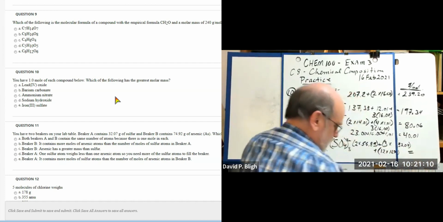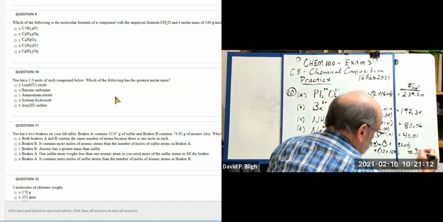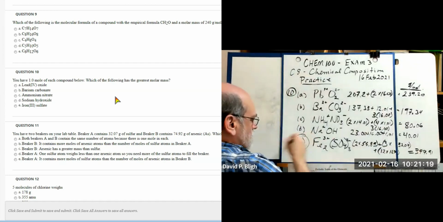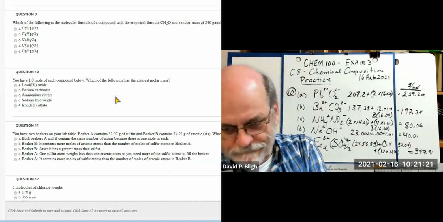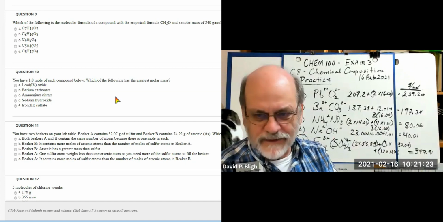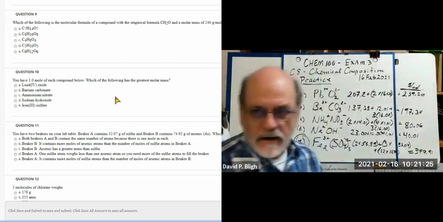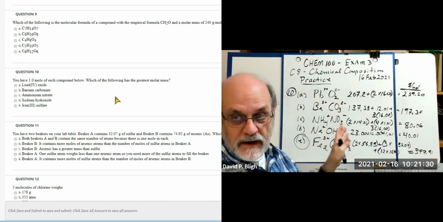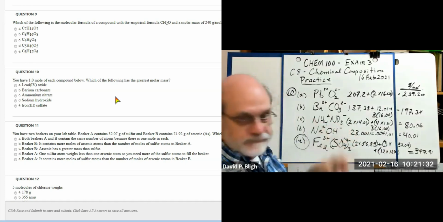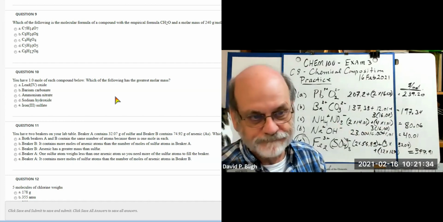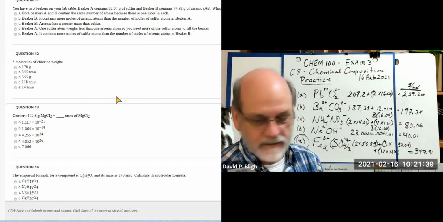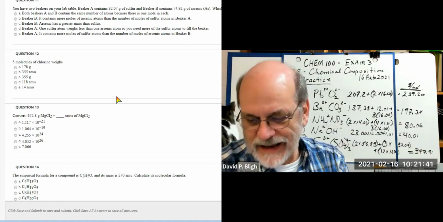And all that added up is 399.9. So there's your answer. Okay, so everything hinges on being able to write the compound formula. All right, so we're halfway there. Number 11.